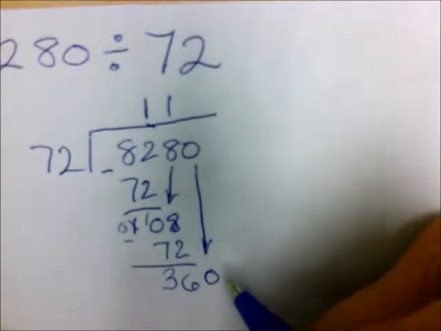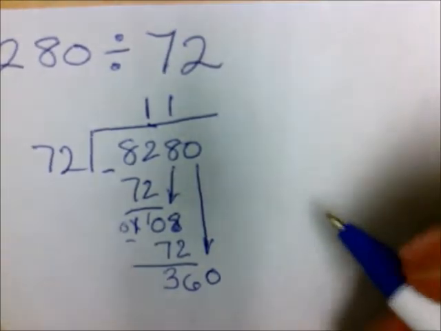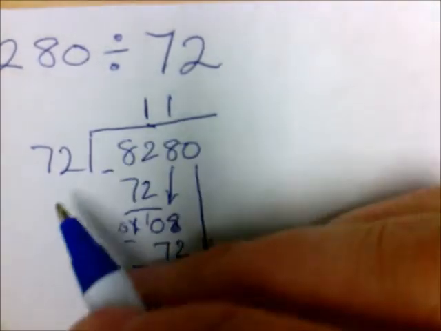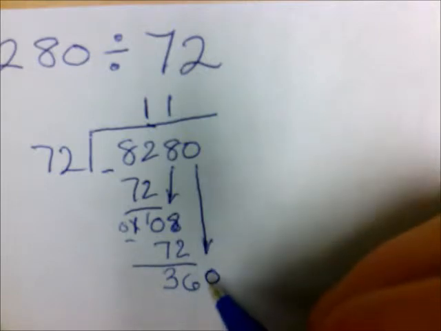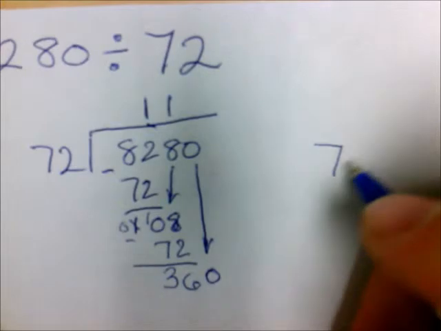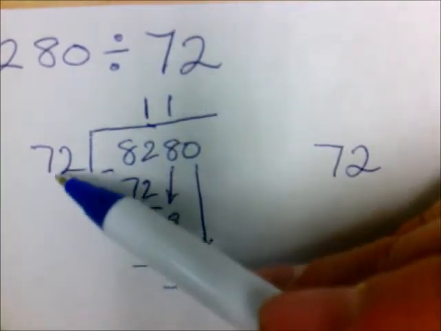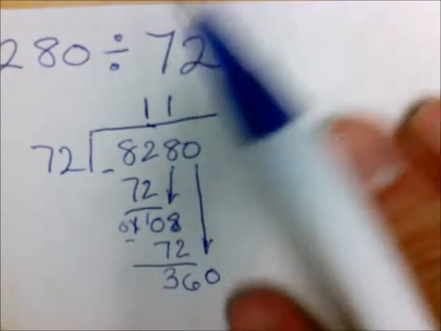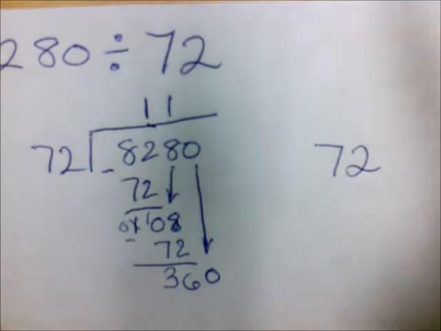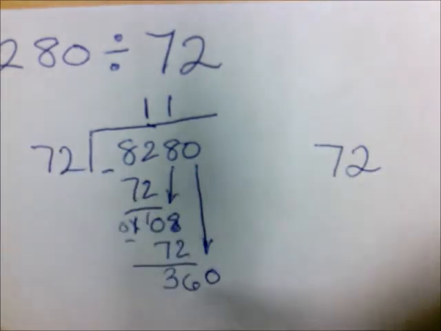So I bring down that 0. Okay, how many times will 72 go into 360? Well, I don't know. So I'm going to have to do a little bit of multiplication on the side to figure out 72 times what gets me either exactly 360 or at least close to it without going over. So 72, like I said, it's pretty close to 70. So how many times would 70 go into 360, which is how many times would 7 go into 36? Well, that'd be 5 times.